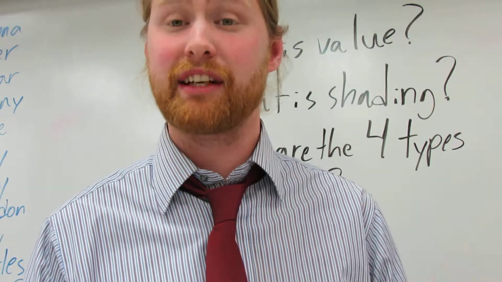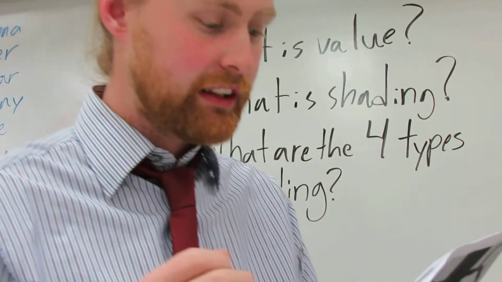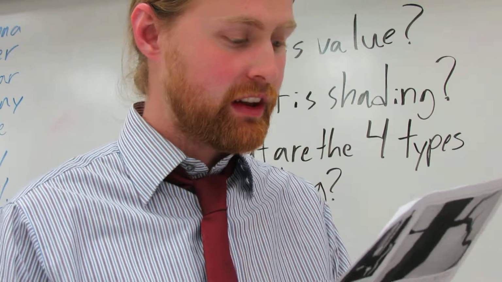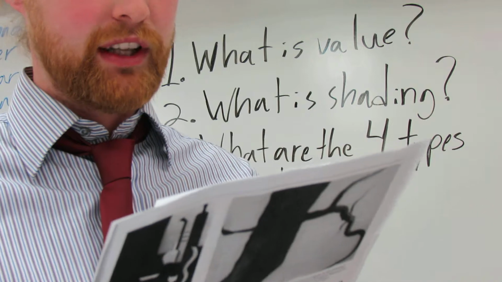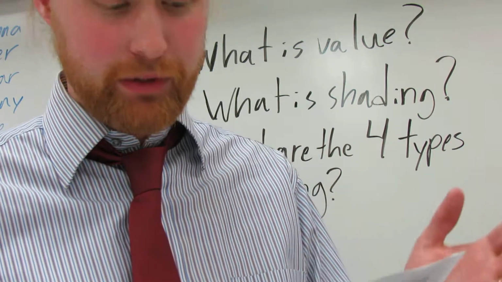So here are four basic shading techniques. Cross hatching, and that's drawing lines that crisscross each other. Blending is smoothly drawing dark values little by little, pressing hard on the drawing medium, like a pencil.